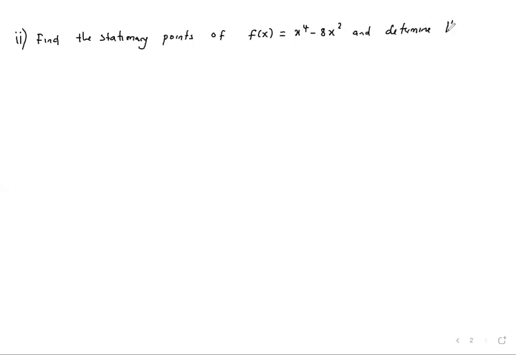So part 2, find the stationary point. Find the stationary point of f of x is equal to x power 4 minus 8x squared, and determine their nature. Determine their nature.